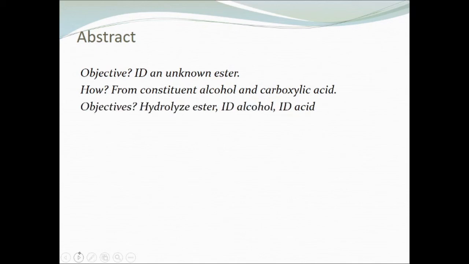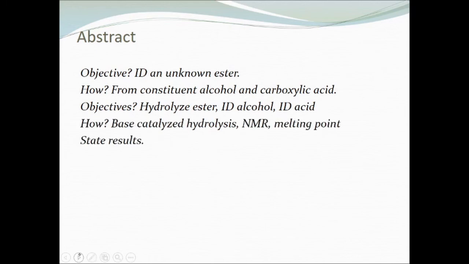So let's consider this experiment. What was the objective? Well, the primary objective was to identify an unknown ester. How did we do this? Well, we did it from the constituent alcohol and carboxylic acid, which of course then means that we had to hydrolyze that ester so that we could then identify the alcohol and the acid. And so we have a few more objectives, and again, how did we do that? The hydrolysis was done with base catalysis. We identified the alcohol by NMR and the acid by the melting point. And we have to state the results.